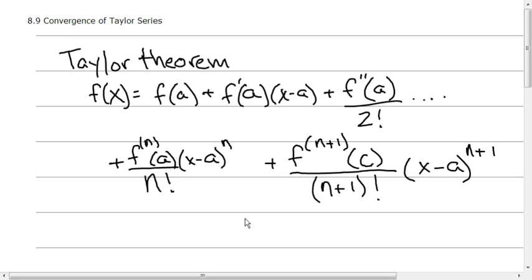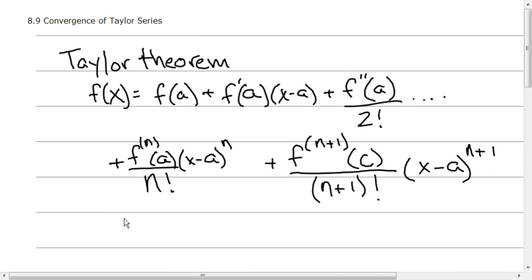Okay, section 8.9, convergence of Taylor series. Basically, this section is going to ask the question, does a Taylor series actually converge to the function we're trying to estimate or not? And how would we go about knowing that? And then it's going to give us a way of calculating, or at least estimating, the error term.